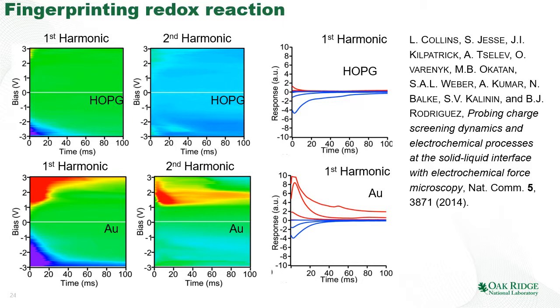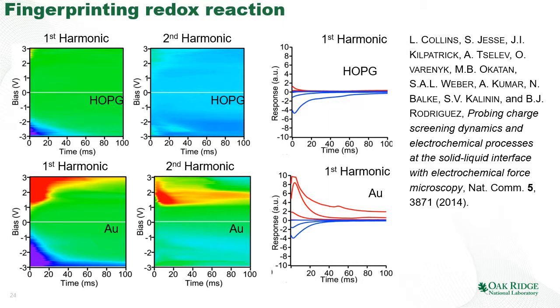For example, on the graphene HOPG sample, you can see that we don't see any processes from -2 pretty much all the way to 2.5 volts. However, at high negative biases, we start to see the relaxation process, and we start to see some anomalies in the second harmonic signal.